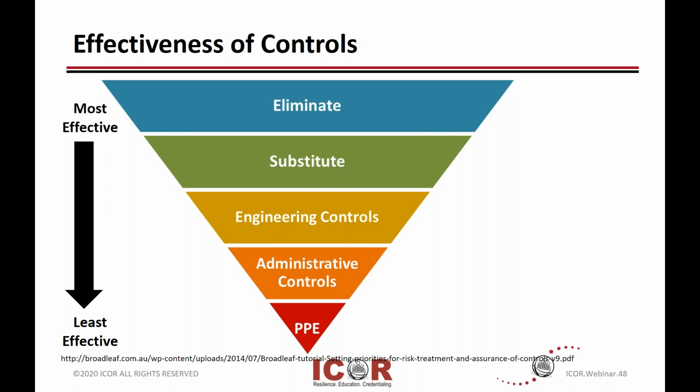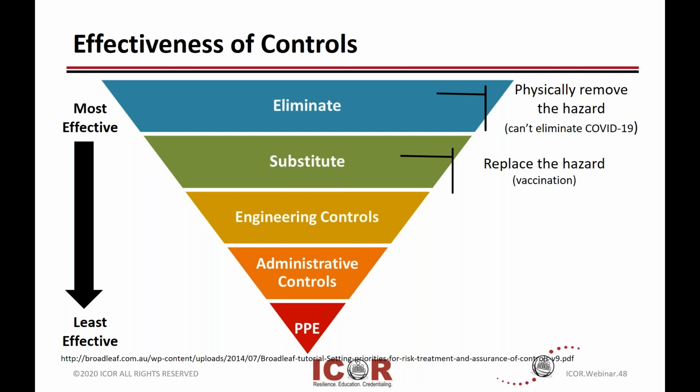When we talk about eliminating, we're talking about physically removing the threat or the hazard. Well, we can't eliminate COVID-19 right now, so that's not an option for us. We're looking at substitute. You can replace the hazard. Well, in this case, we're all kind of waiting for this vaccination that might occur someday. So this is a way to actually try to eliminate it. We won't eliminate it, but people that are vaccinated hopefully won't get sick from it.